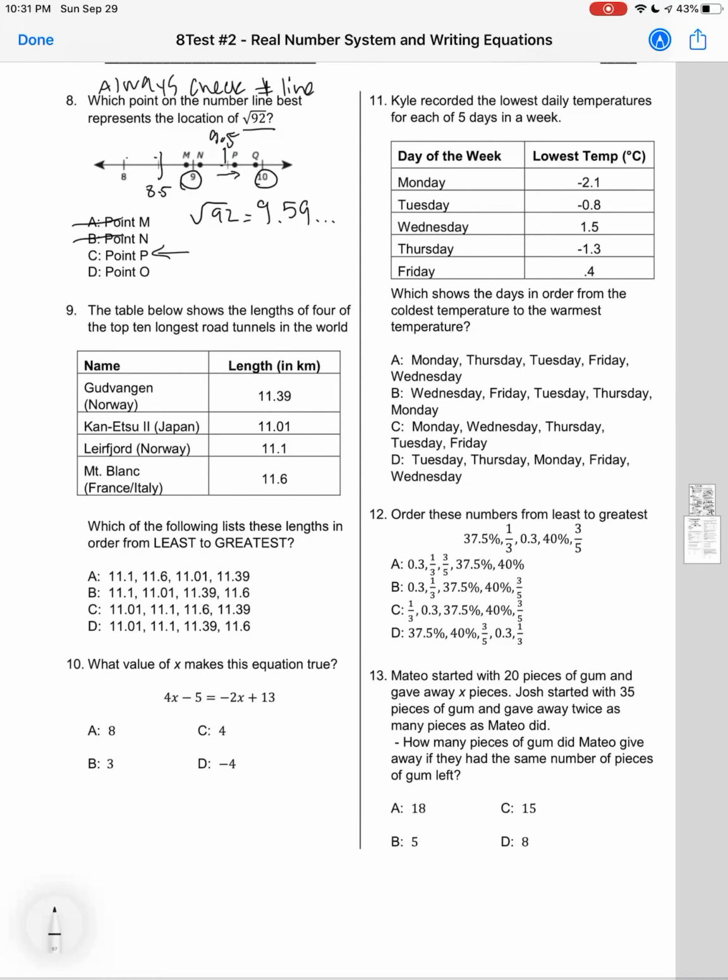Okay, so here we go. Largest tunnels in the world, and we're going from least to greatest. Mr. Campbell, thank you for making this large for us to see. So we're going to look up here and find our least number. So the least is the furthest from 0.